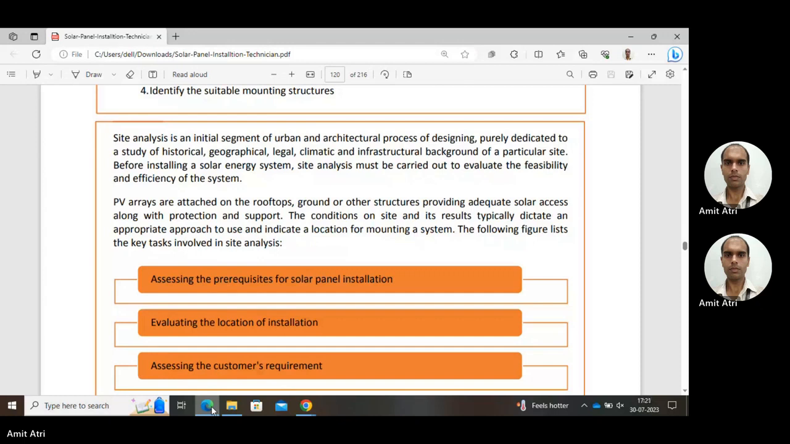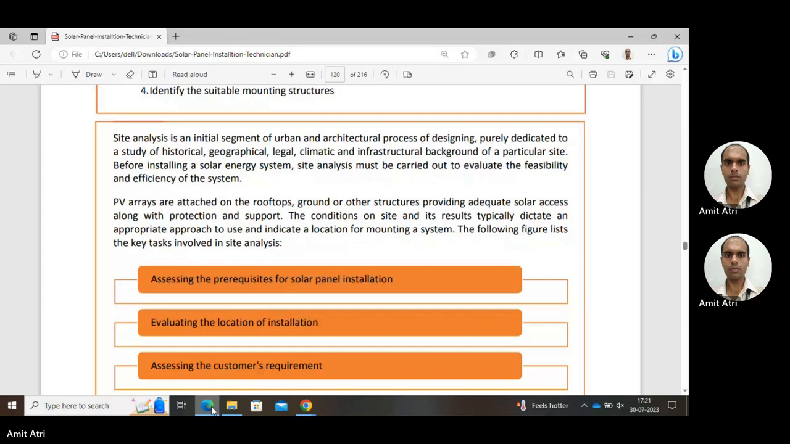It is purely dedicated to a study of the historical, geographical, legal, climatic, and infrastructural background of a particular site. So only after analyzing the site can we determine the feasibility of our solar PV system.